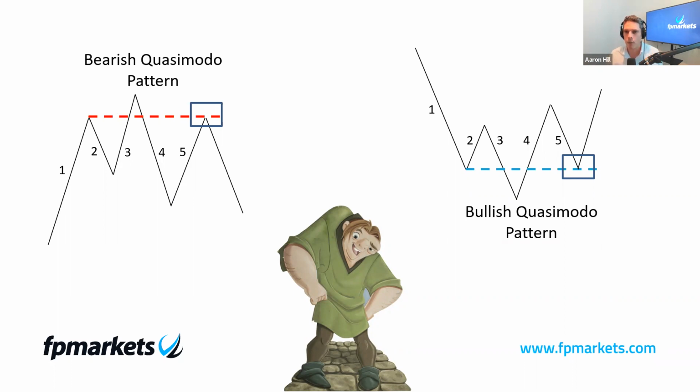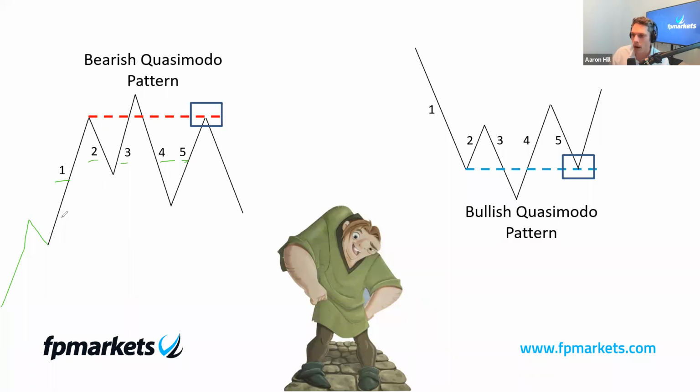Now, just as a quick overview of the structure of the pattern, I'm just going to get the pen out. We have 5 legs within the formation. 1, 2, 3, 4, 5. So the first leg is the initial leg into the formation. Now imagine this is an uptrend. This is a higher high, higher low, and a higher high, higher low.